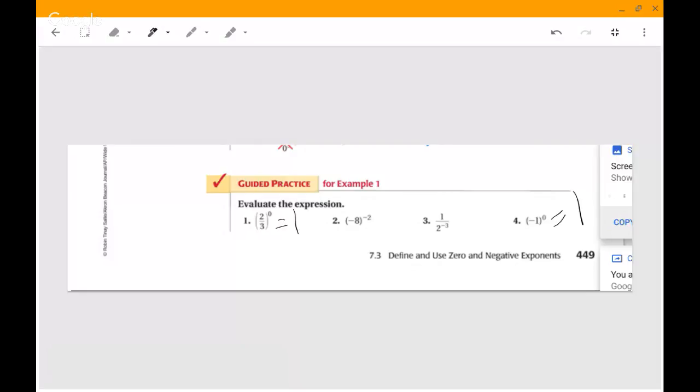And like I say, it really does not make a bit of difference in any way, shape, or form what the number is. It's always gonna be equal to 1.